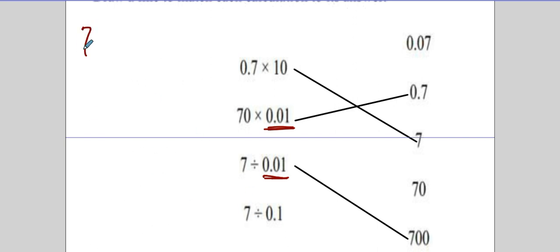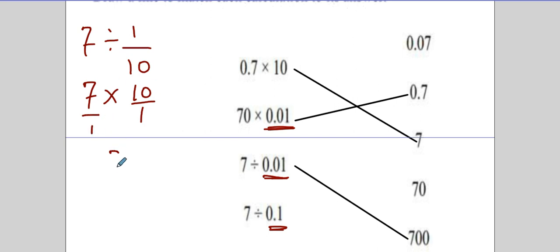This is 7 divided by 0.1. As a fraction, it will be 1/10. And this will be 7 times 10/1. That is the reciprocal. So it will be 7 times 10 is 70, 1 times 1 is 1. Now 70 divided by 1, the answer is 70. Now do we have 70? Yes, we do. So this goes here.